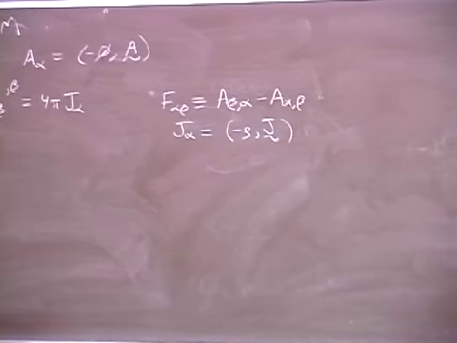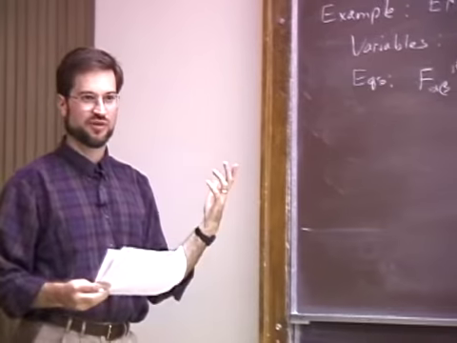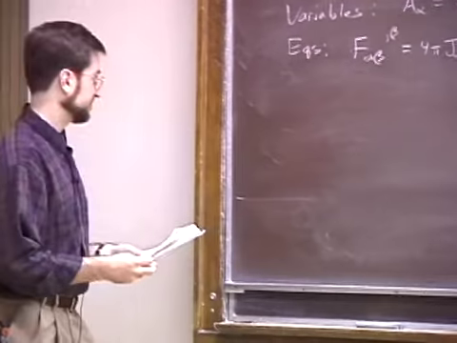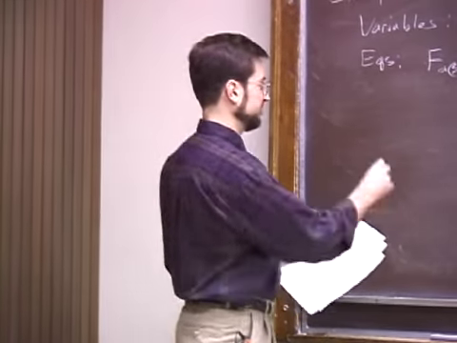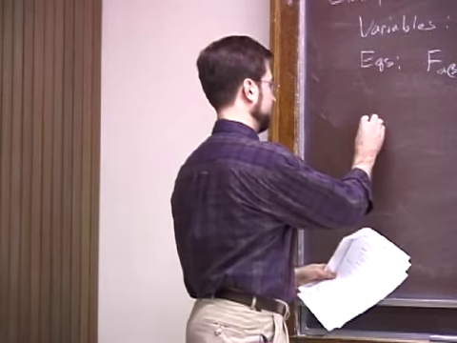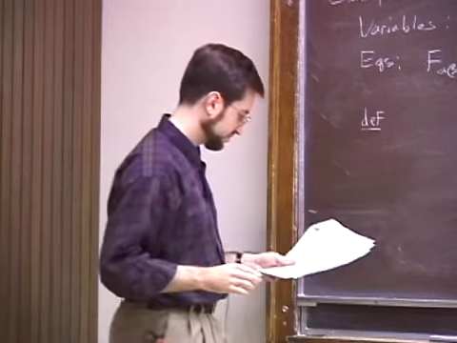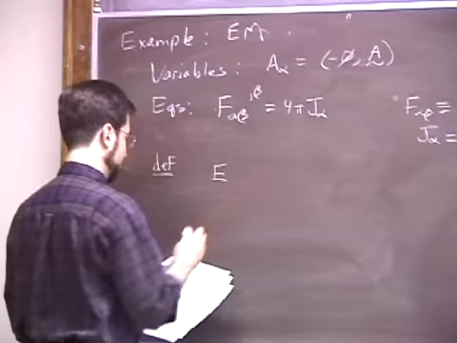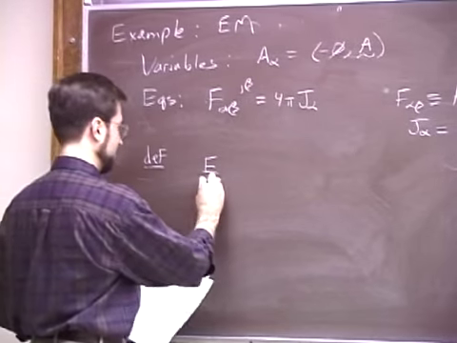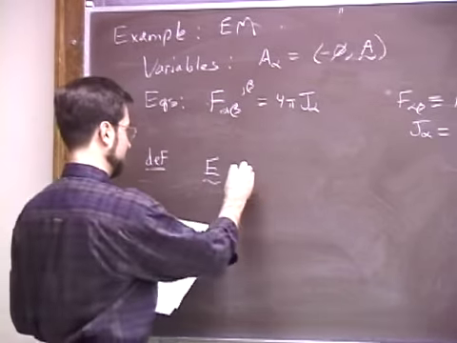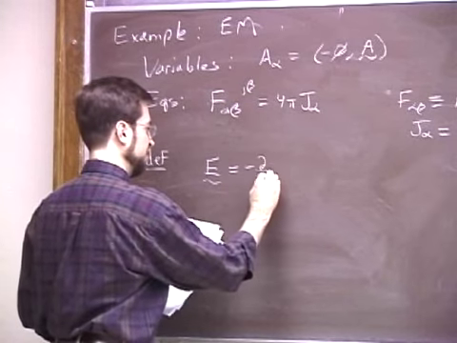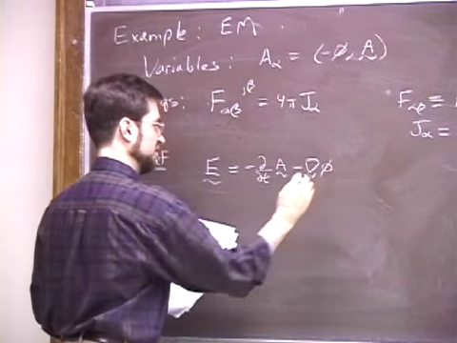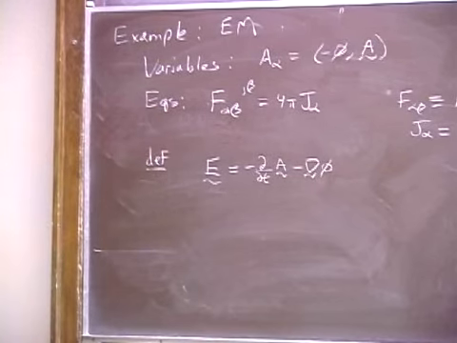So I'm going to write this out in the same sort of 3+1 form, and then after I do this, I'm going to do the same thing for gravity. So the first thing I'm going to do is make a definition, just to make the equations look easier. I'm going to define something called E. And I'm going to define E to be minus d by dt of the A vector minus grad phi. That's just a definition.